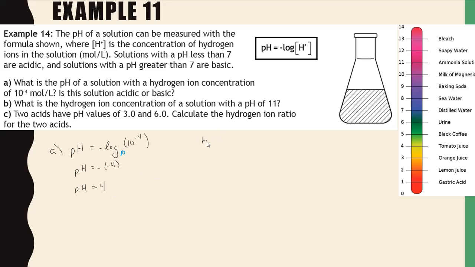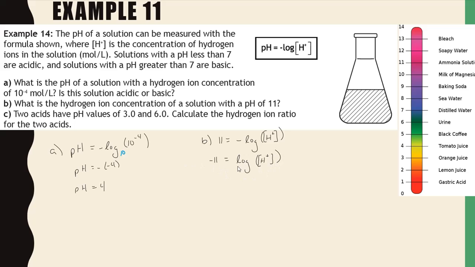Let's look at B then. What is the hydrogen ion concentration of a solution with a pH of 11? Okay, so this time we've got 11 as our pH, and we're going to take the negative log. We're looking for what H is in this case. So we want to know what H+ is. Well, my first thing I can do is multiply both sides by negative 1 to get rid of this negative. So then we're left with log H+.